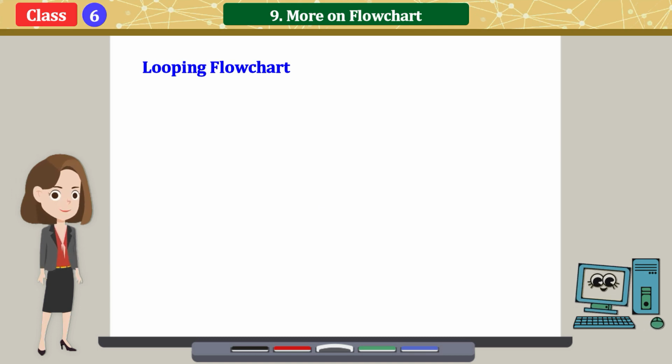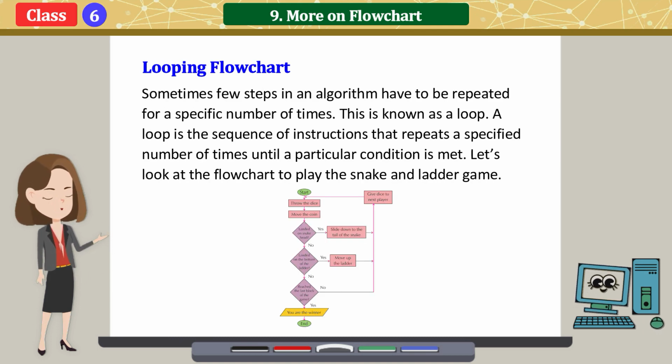Looping flowchart. Sometimes few steps in an algorithm have to be repeated for a specific number of times. This is known as a loop. A loop is the sequence of instructions that repeats a specified number of times until a particular condition is met. Let's look at the flowchart to play the snake and ladder game.